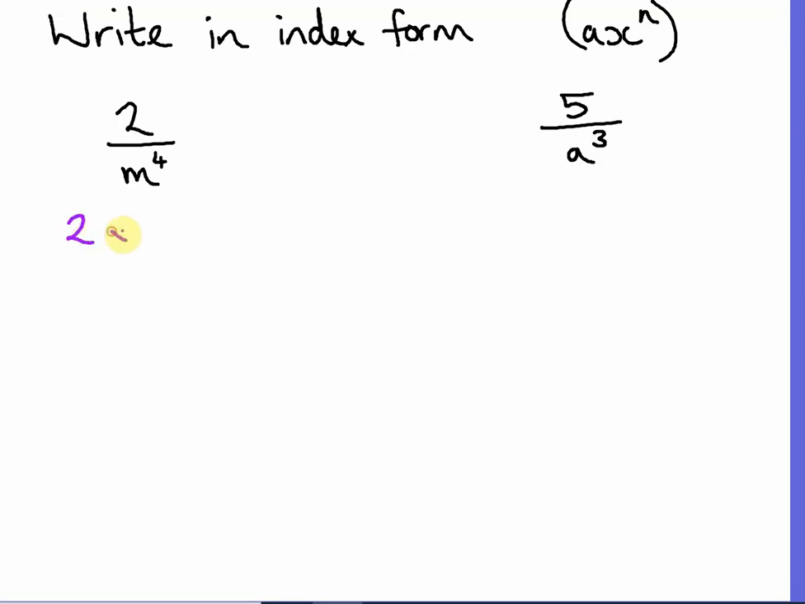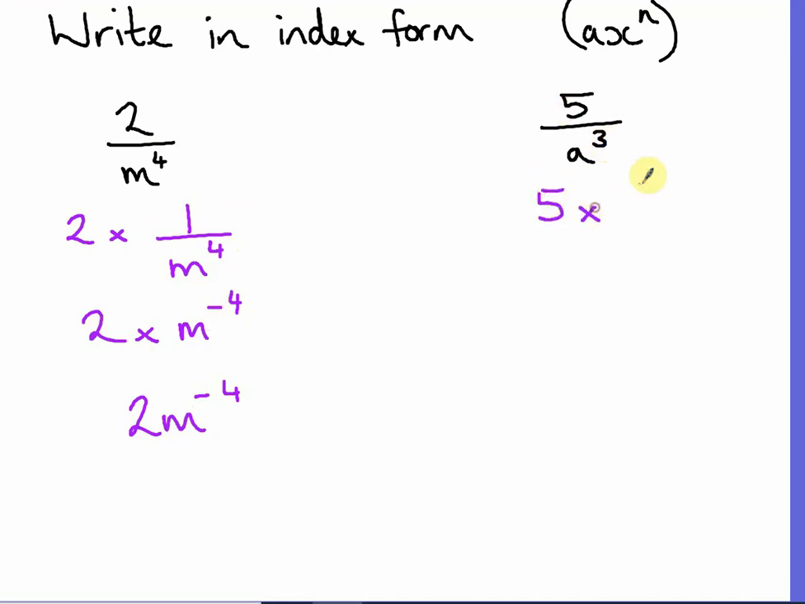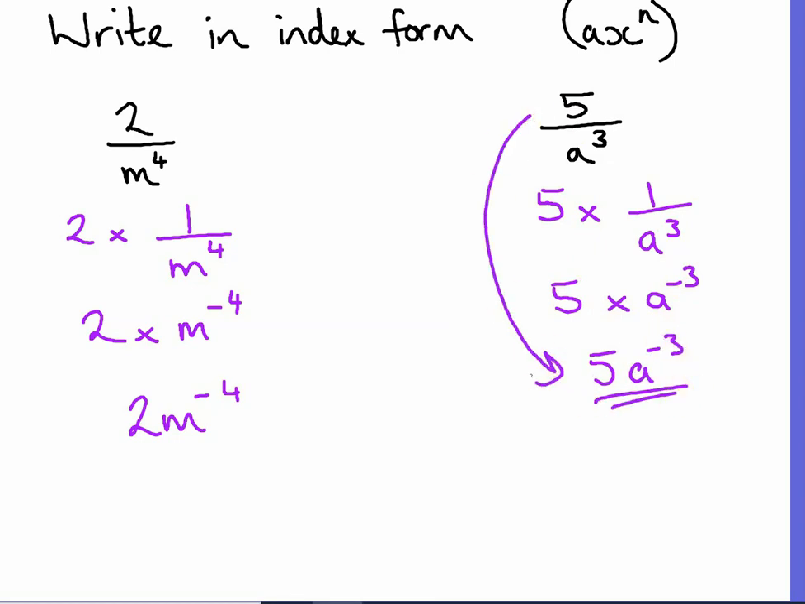So what you've got to realise, it's 2 lots of 1 over m to the 4. So we've just discussed it going from this to this, so we have to unpick it. Now, by this point, hopefully you're aware that this is m to the minus 4, so it's just 2m to the minus 4. And this one here, it's 5 lots of 1 over a cubed. So that's 5 lots of a to the minus 3, which is 5a to the minus 3. And yes, you can go from there to there, but when you're learning, take your time.